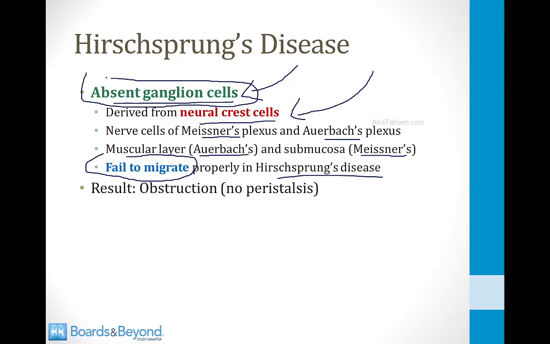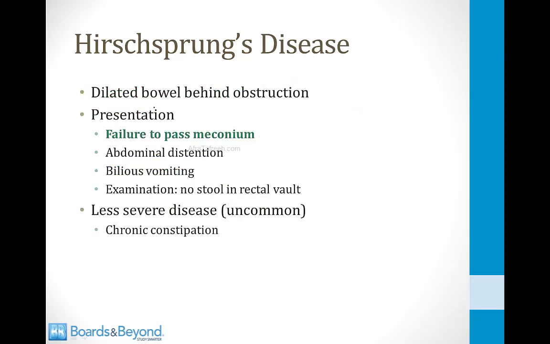So an absence of the normal nerve cells found in the intestines will lead to obstruction from a lack of peristalsis, and that's what happens in Hirschsprung's disease. Children born with this condition will develop dilated bowel behind the obstruction, and the level of the obstruction is where there are no nerve cells to perform peristalsis.